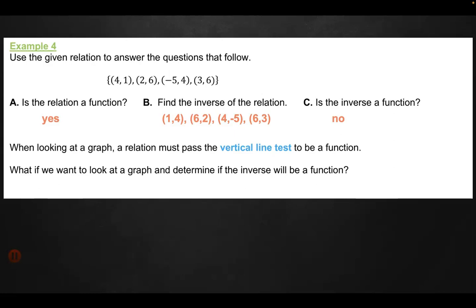So when you look at a graph, remember a relation has to pass the vertical line test to be a function. Now, to determine whether or not my inverse should be a function, well, hey, if it was the vertical line test for a relation, then it probably should pass the horizontal, the opposite, the other one. It has to pass the horizontal line test. So remember, no repeating y values. So let's look at some examples of some graphs in example number 5.